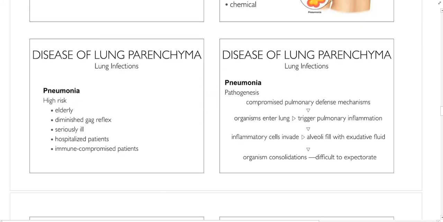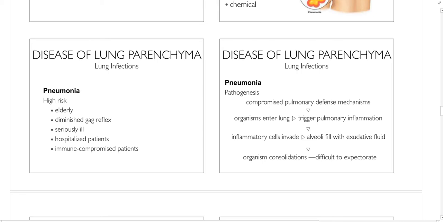So those who are high risk: the elderly, because they don't have as much of a cough and gag reflex. Those with a definitive diminished gag reflex, such as those who are intubated. Those who are seriously ill, perhaps too weak to cough up stuff, or are going to be creating an infection from somewhere else that travels to the lungs. Hospitalized patients, when hospital workers don't remember to clean themselves thoroughly enough and then cross-contaminate patients. And just those in general who are immunocompromised, say HIV positive patients, are at higher risk. So we have, in general, we may or may not have a compromised pulmonary defense mechanism.